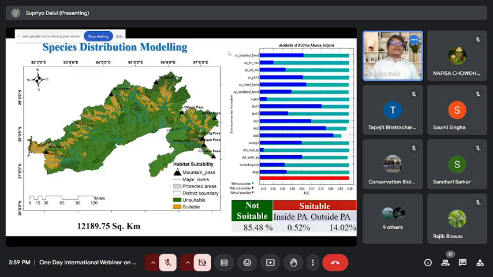So for those who are new to this concept, to explain it simply: if we work on small mammals like red panda, which are not easy to find in the wild, it is not possible to survey all the areas in the study landscape to find out where the species can be found.